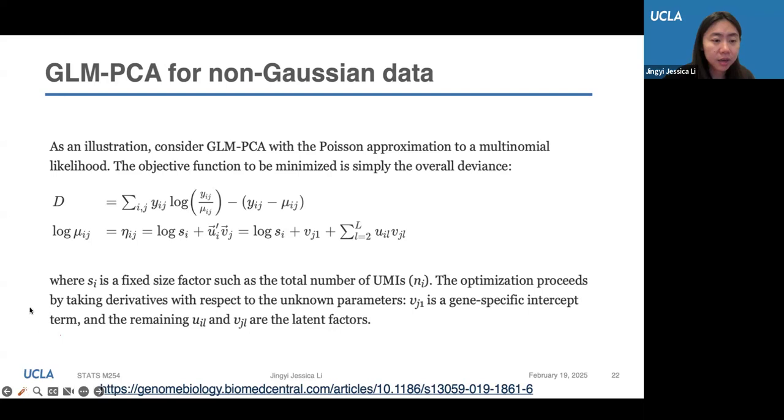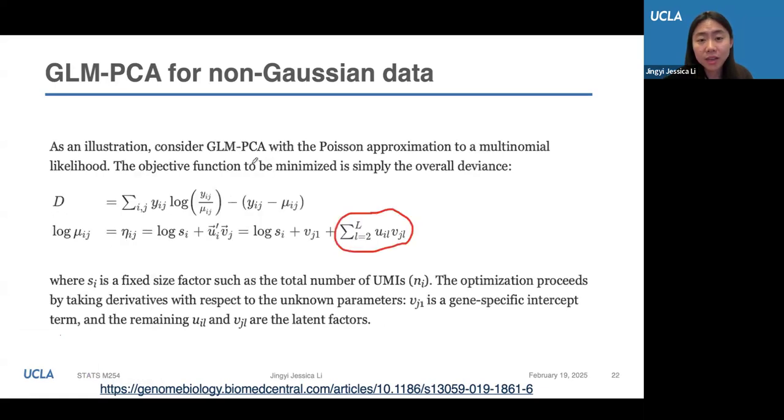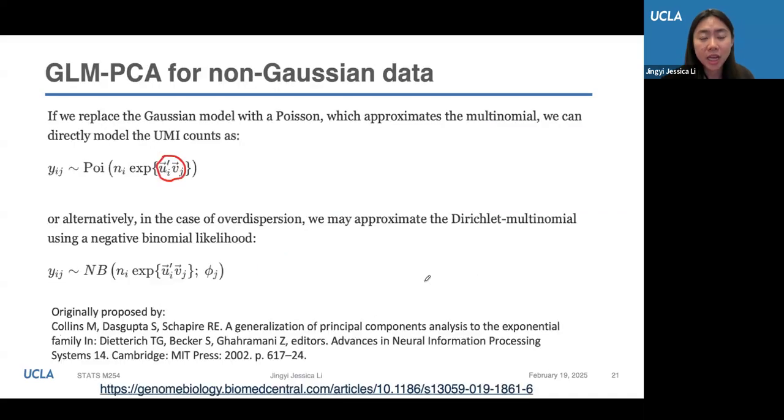What I try to say here is, if you can see me, this thing is basically an expansion of this. It's just expanding the inner product. So they're just writing it out. So you know that in the optimization, they're going to find UI as L values and VJ as L values. That's it. And the size factor is the total number of UMIs in cell I. So I will say that GLM PCA is an optimization problem. And they still will get an output UI and VJ.